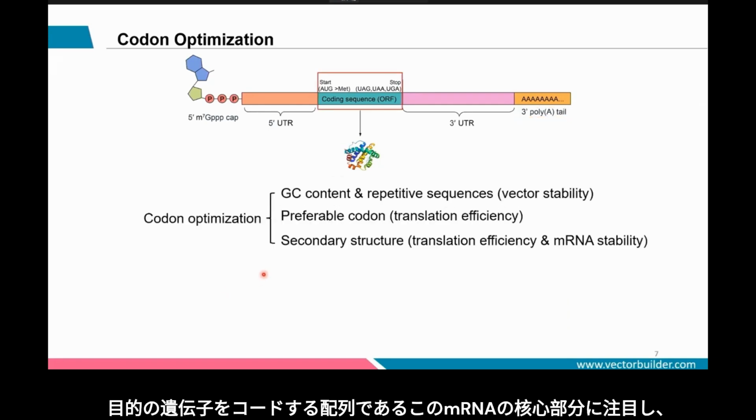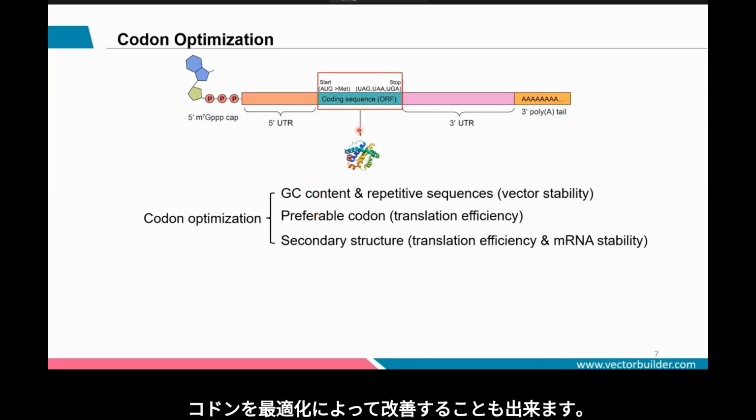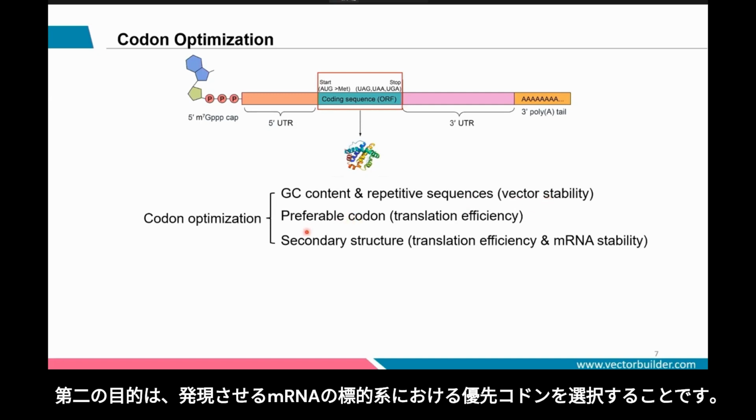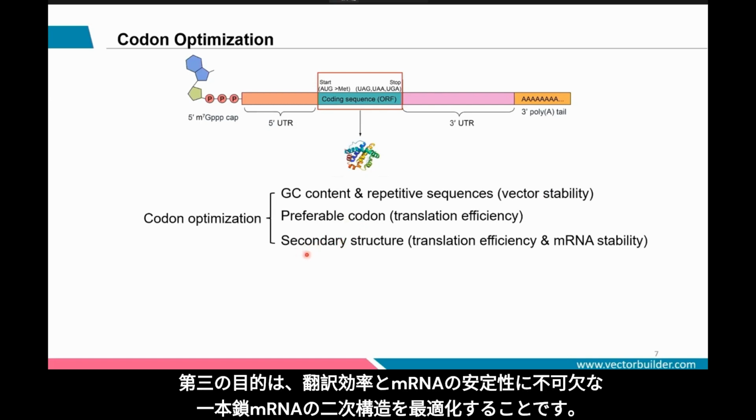Looking at the very core of this mRNA, which is the coding sequence for your gene of interest, it can also be improved through codon optimization. Codon optimization is mainly done to achieve three purposes. The first one is GC content and repetitive sequence optimization, which helps vector cloning and vector stability. The second purpose is to choose the preferred codons in the targeted system for the mRNA to be expressed. The third purpose is to optimize the secondary structure of the single-strand mRNA, which is vital for translation efficiency and mRNA stability.